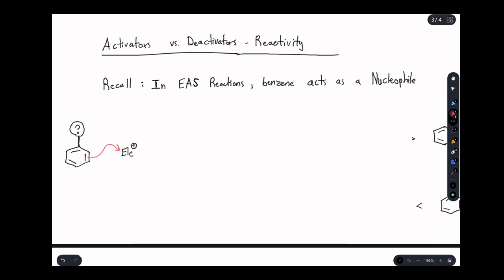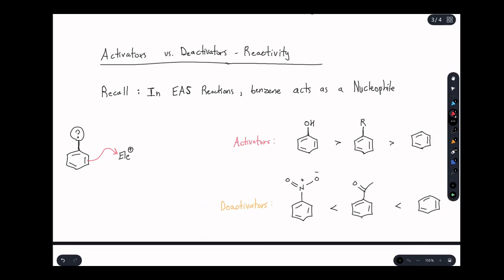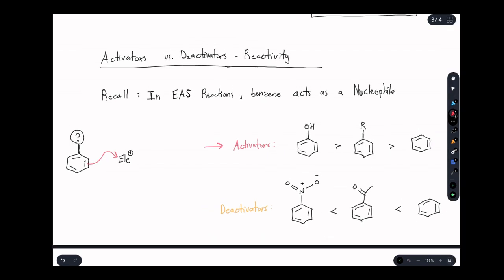So let's talk about the strength of these activators that I've mentioned. The activators are your electron donating groups. Recall that if you have a lone pair directly, you're a strong activator. These are all, by the way, ortho-para directors. So oxygen, for example, or nitrogen as in aniline, these are your strong activators. The alkyl groups, as we talked about, are weaker activators, and this is basically a list of the reactivity of these different compounds. So benzene here is the least reactive.